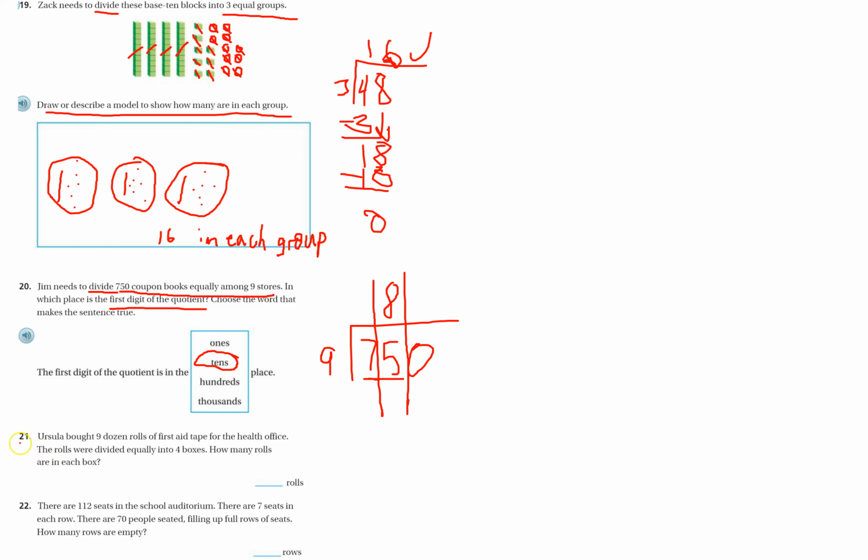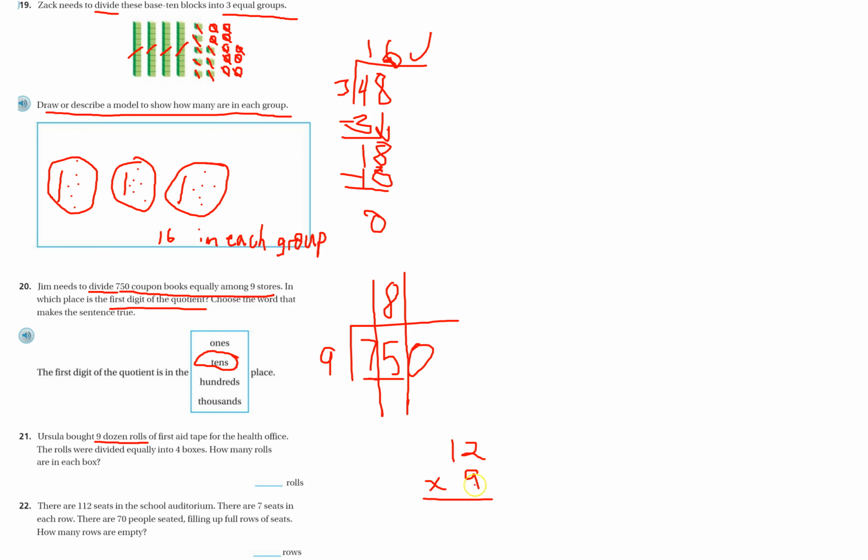Done. All right, number 21. Ursula bought 9 dozen rolls. 9 dozen. A dozen is 12. So if she bought 9 dozen, that's 9 times 12. Okay. So in case they have something like that on the test, remember a dozen is 12.